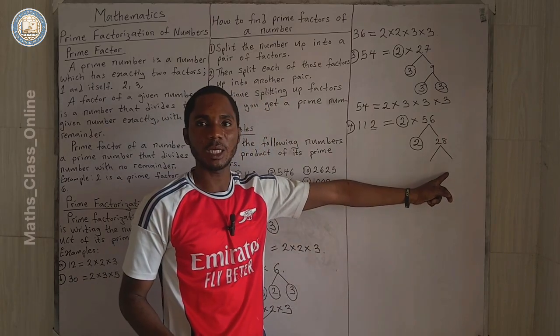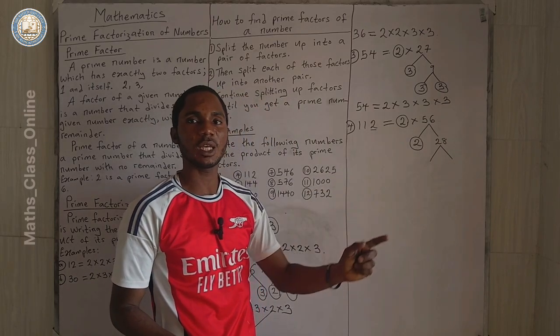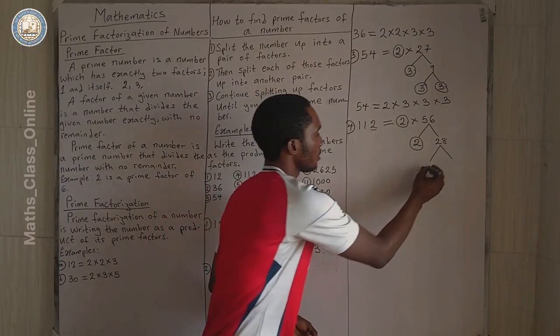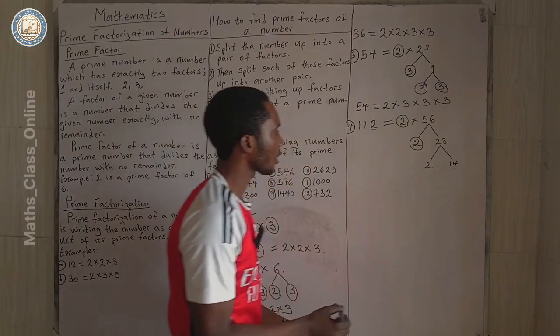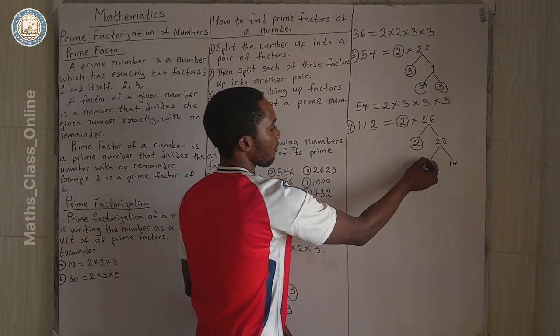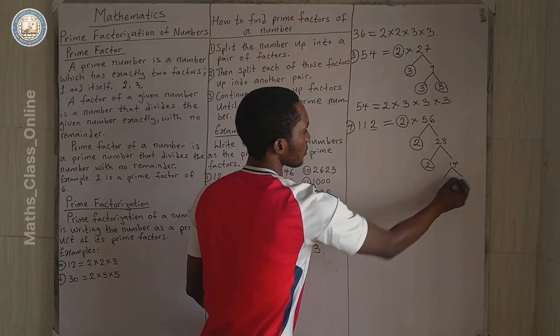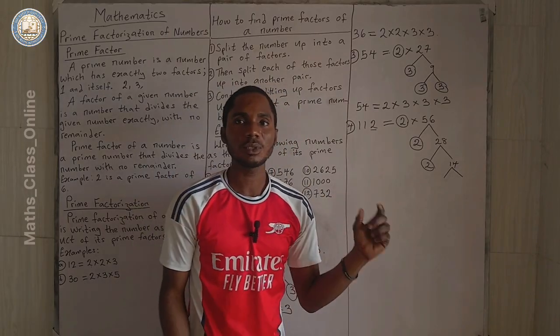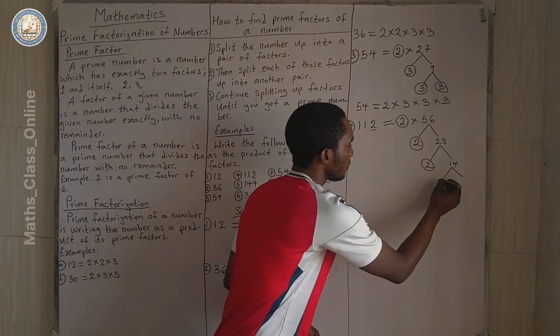Is 28 divisible by 2? Yes. The unit digit is 8. 28 divided by 2, that is 14. We have 2 times 14. 2 is a prime number. Two numbers that will multiply together that will give us 14 is what? 2 times 7.